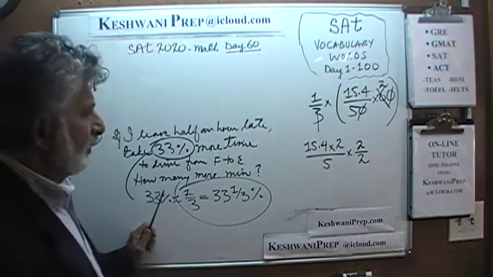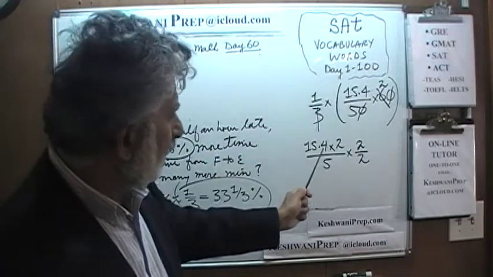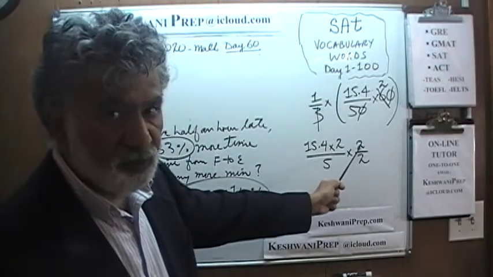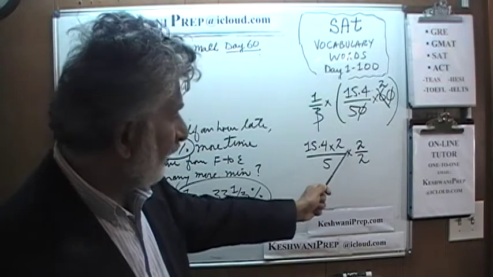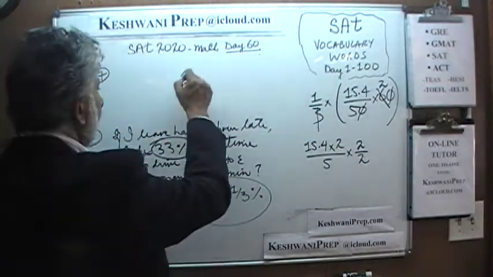Let's multiply top and bottom by 2. So what we have to figure out now is what 15.4 times 4 is, and you will see in a brief second why I multiplied top and bottom by 2. You will see that in a split second. Let's first figure it out.